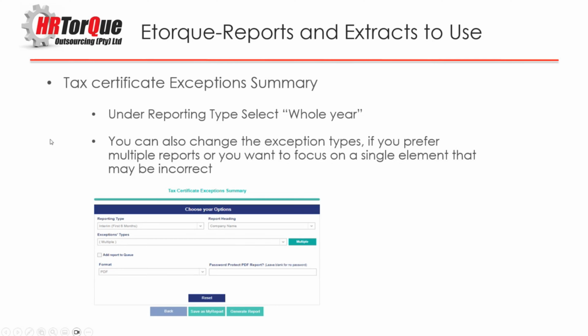The only thing that you need to be aware of with this report when you're running it is under the report type, you can either have interim or you should select whole year if you're running for the end of the year. You can change the exceptions. You can leave it as multiple, which gives you one report for all the different exception types. But for argument's sake, if you know you've got a couple of TRNs that you need to go and get sorted out, you could just say, show me the tax reference number errors.